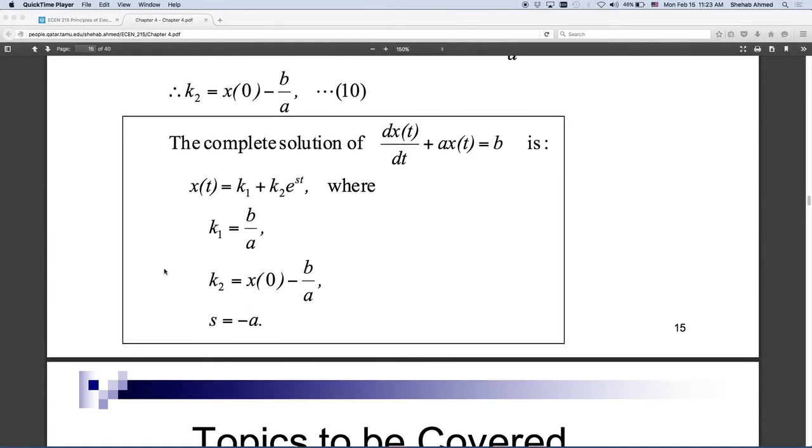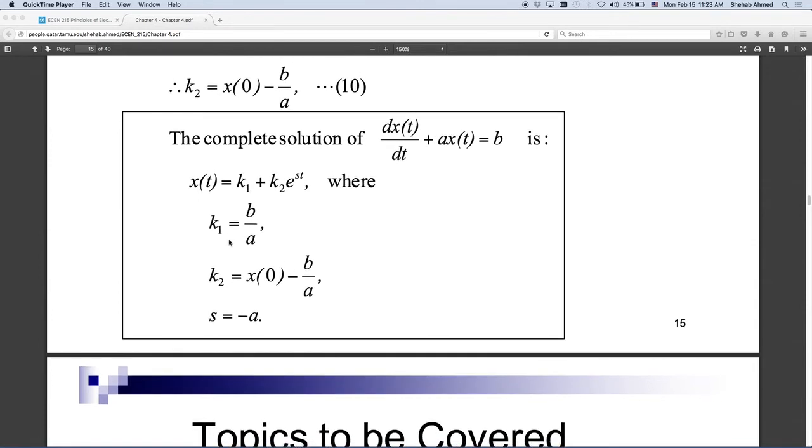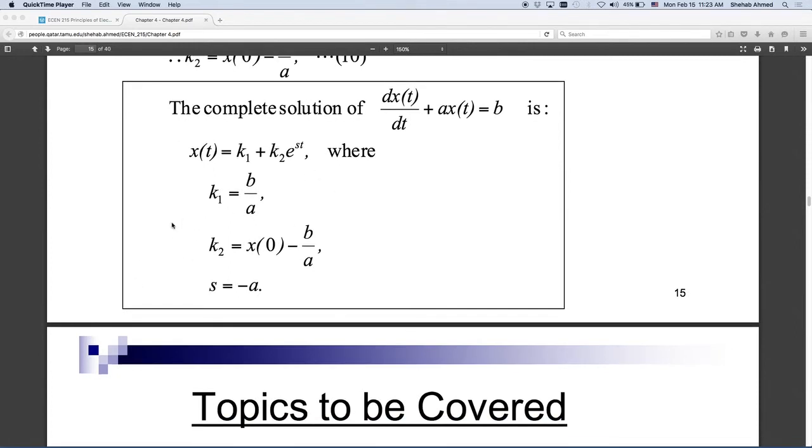So this is really all you need to solve the RC circuits and the RL circuits. Now let's go and do some examples and try to put the RC and RL circuits in this differential equation format, and then apply this to them. So any questions about the logic? This is the important part.